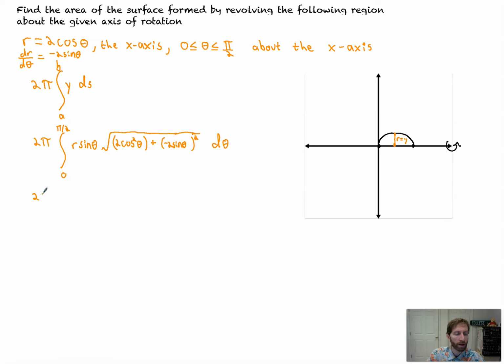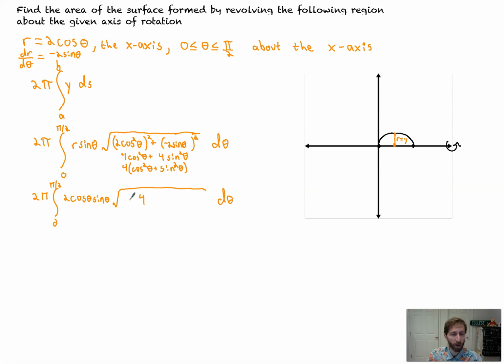Let me show you. So this is 2 pi times the integral from 0 to pi over 2. R is 2 cosine theta sine theta. And the inside's actually going to get really nice. You might be like, what? How? This is equal to, as we square it all, 4 cosine squared theta plus 4 sine squared theta. That's all inside the radical right there. This we could factor out a 4. That's 4 times cosine squared plus sine squared. That's just 1. All of this is just 4 inside the radical. It's quite a big square root. So this becomes 2.